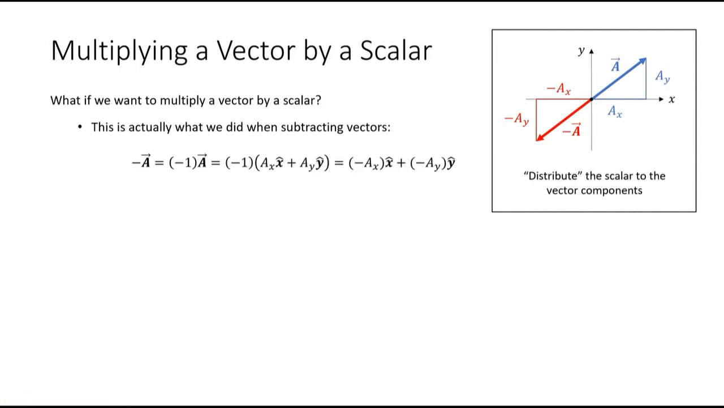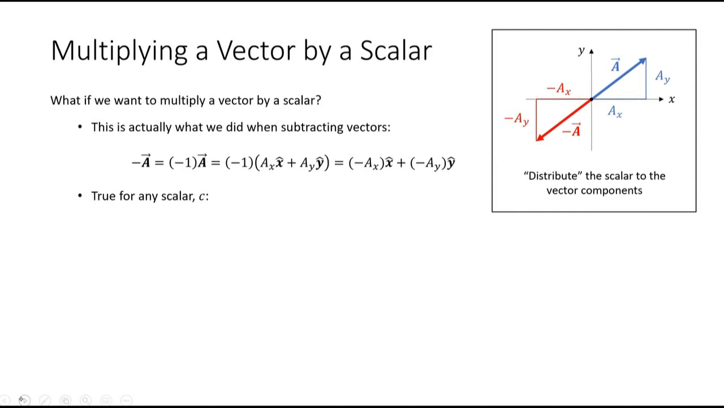Okay, so mathematically we could write it out like I have shown up here above. When we take minus A, we're really multiplying by the scalar minus 1. And then we just distribute that scalar to the components of the vector A. All right, and so this is true for any scalar. We did it for minus 1 here, but we could do it for any scalar.